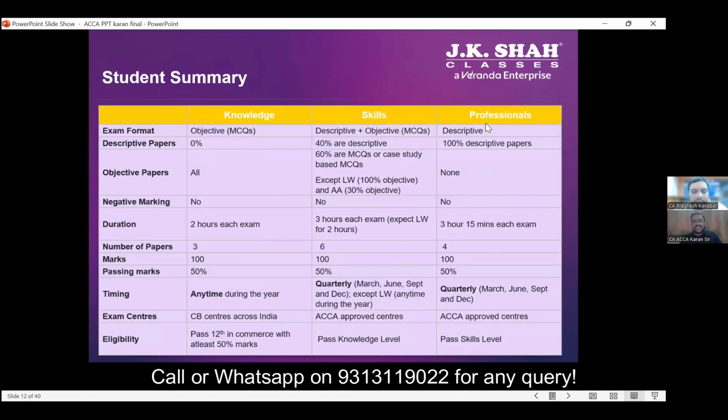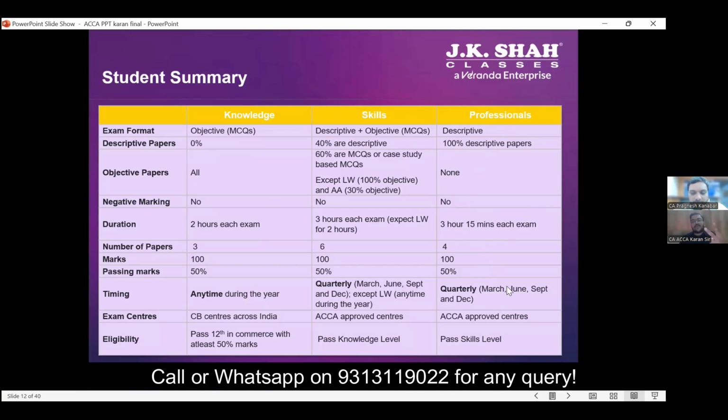So you can see a very important student summary in the professional level. All the papers are descriptive. There is no negative marking. There are no objective questions. The exams are for 3 hours, 15 minutes. There are 4 papers, total 100 marks. You have to score 50 marks to clear it. Exams are conducted quarterly.